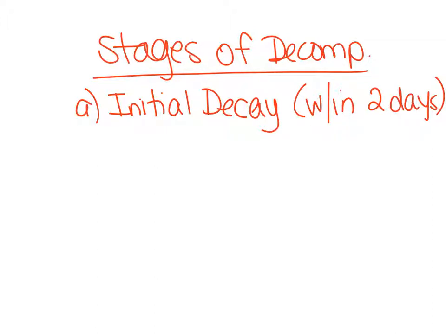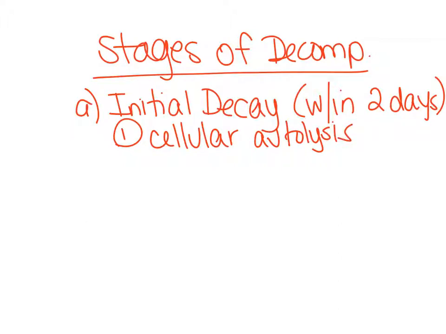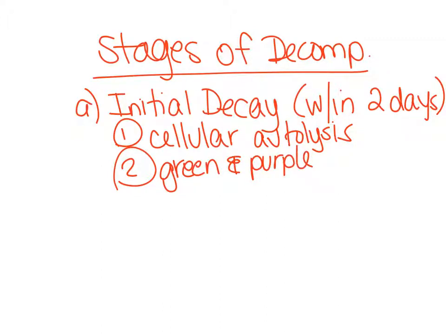One of the first things that starts is cellular autolysis, which means what? Programmed cell death. Very good. That's cytolysis. There you go. Green and purple staining occurs. And this green and purple staining occurs because the blood's breaking down.